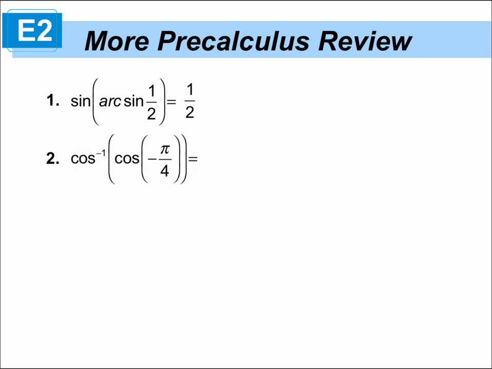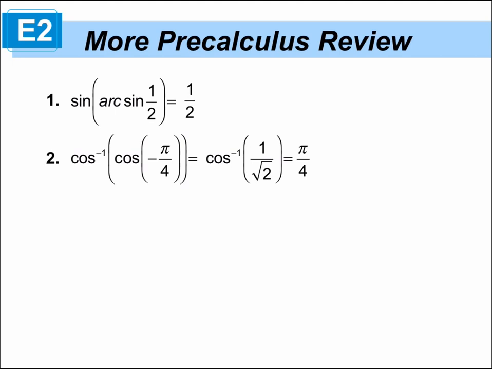Where is negative pi over 4? What quadrant is that in? Quadrant 4. You're close. So we get this. What is the cosine value of negative pi over 4? It's 1 over the square root of 2. And then the inverse cosine would put it back in the first quadrant. So it's not always just going to cancel itself out.